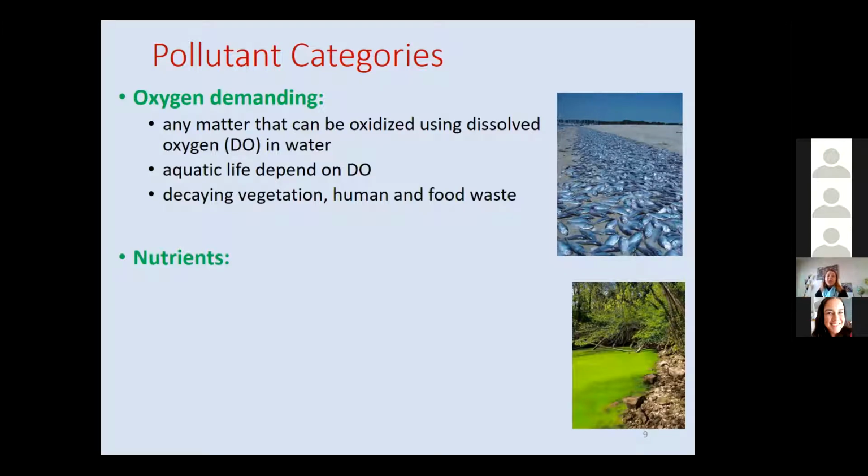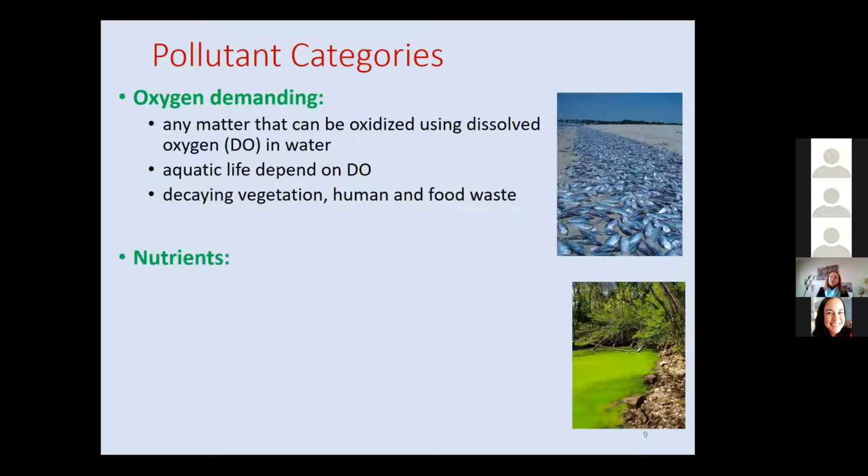And that is a real picture. The fish died and ended up on the beach because there was not enough dissolved oxygen in the water for them. The oxygen demanding material could be coming from natural sources, the plants, the trees dropping their leaves and it's decaying. But typically the concerning issue with the oxygen demanding material is us, human and food waste that we discharge into the environment.